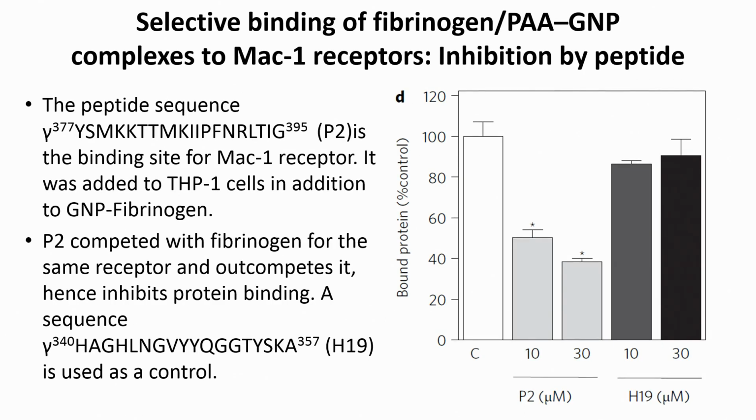And then they showed that you can use some inhibitor of this particular MAC1 receptor, and so if you put receptors that bind to the MAC1, then your fibrinogen coated protein on the particle cannot bind to this, and that is what they have shown here. So the bound protein is actually decreasing, whereas if you use another peptide which has no affinity, it does not do anything. So it is a further confirmation that this is MAC1 receptor that is actually interacting with your protein.